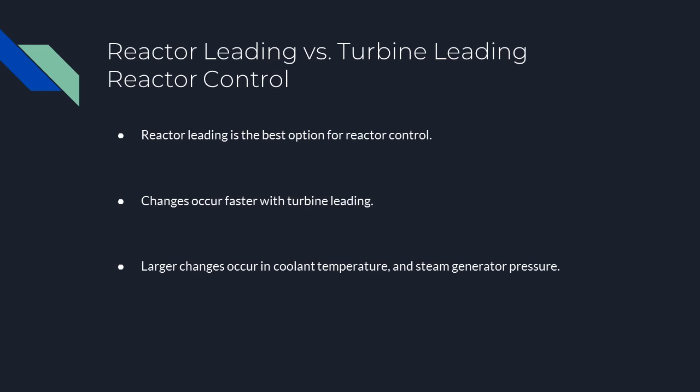When changes occur within a reactor, they need to occur at a slower, constant rate so that the reaction can be easily controlled. Since changes occur so quickly in turbine leading situations, steady state level is often overshot and has to be normalized. When these changes occur quickly, there is a possibility of major malfunctions occurring. Large changes occur in coolant temperature and steam generator pressure with turbine leading situations as well. These large changes occurring quickly are why the turbine leading situation is not preferred.